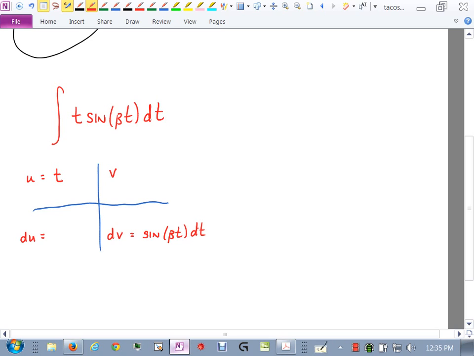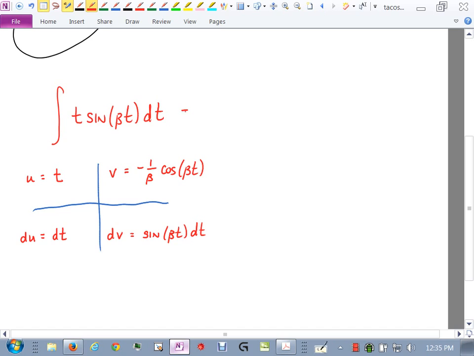The derivative of u, dt, antiderivative of sine beta t. Negative 1 over beta cosine beta t. Look at dv. It only has cosine, doesn't it? And I'll be able to integrate that when it's time.